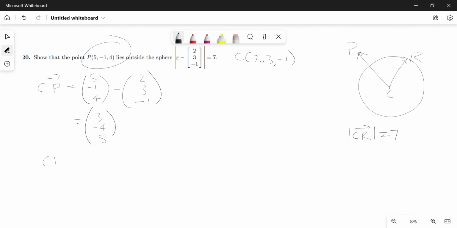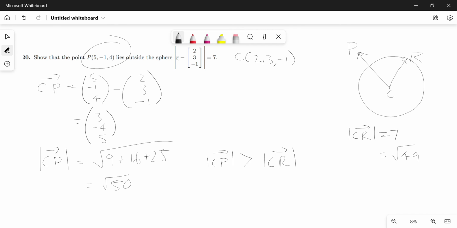And we could say, well, let's look at the distance. That's what we're interested in. The distance of that, of course, will be 3 squared, 4 squared, and 5 squared, which would give us root 50. Now, what I could do here is just say, well, that's root 49 there. So you can see that the distance of vector CP is greater than CR, which is the radius of that sphere. So therefore, P would lie outside of the sphere.